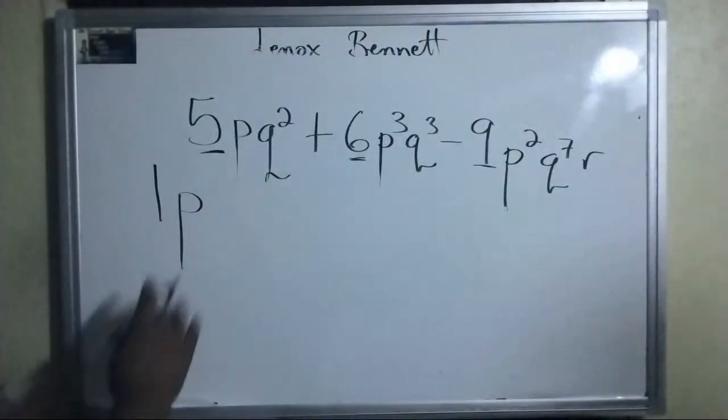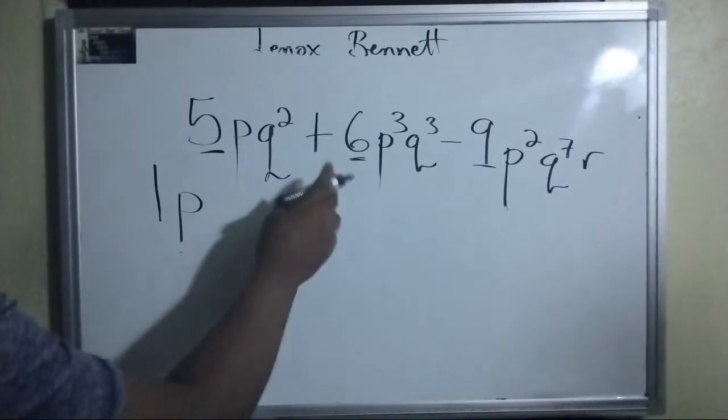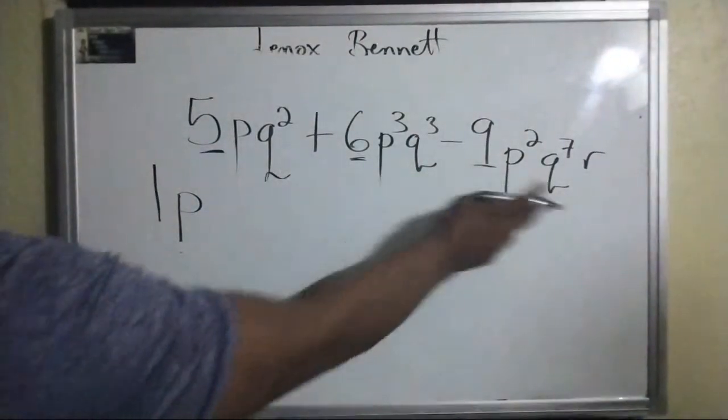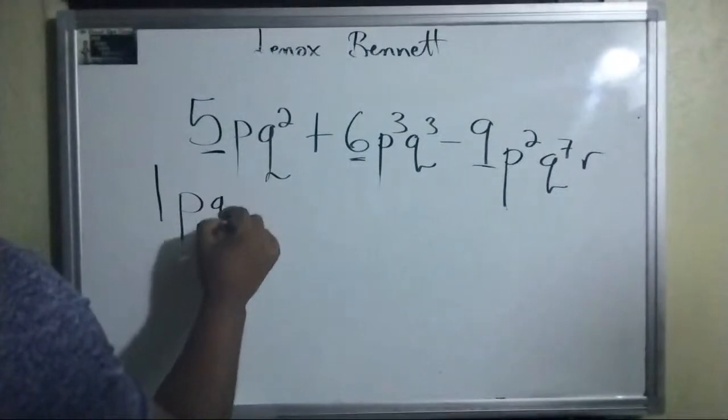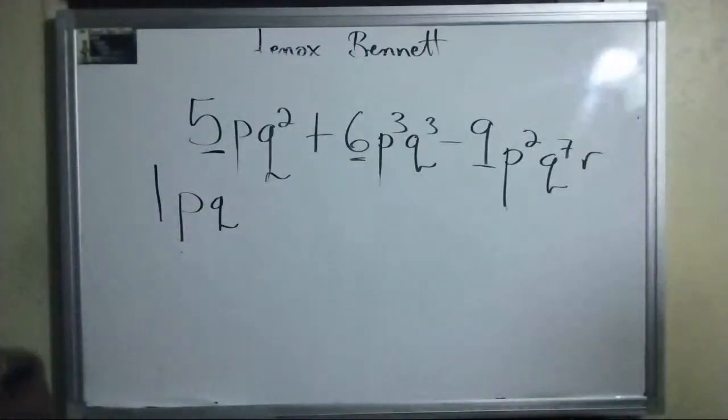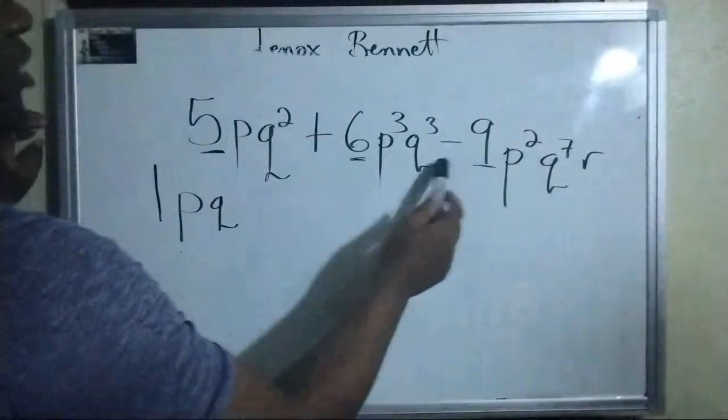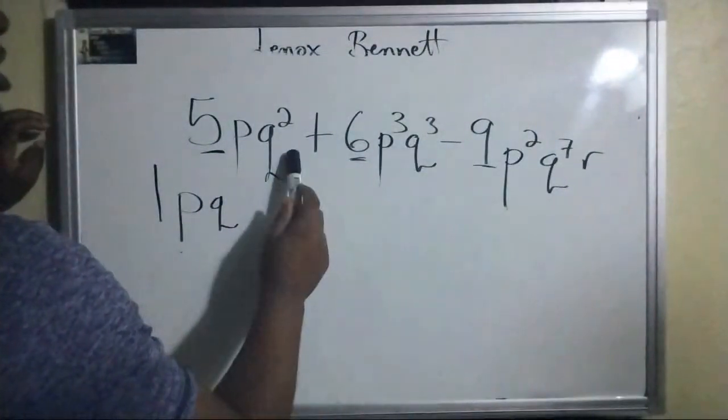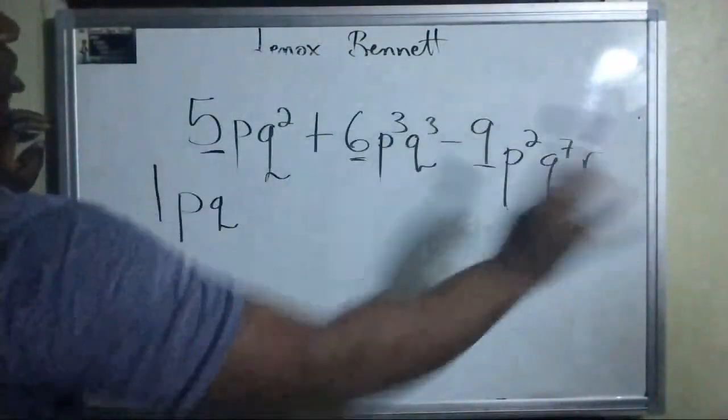Can't use p squared, right? Because it can't go into p. And then now, q here, q here, q here, like that one here, guys. Because see, them each have an r here, but r is not common to this one, so we leave that to go one side.